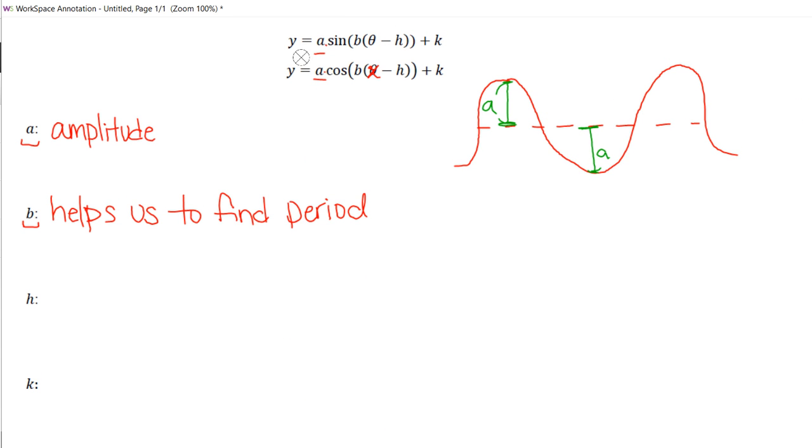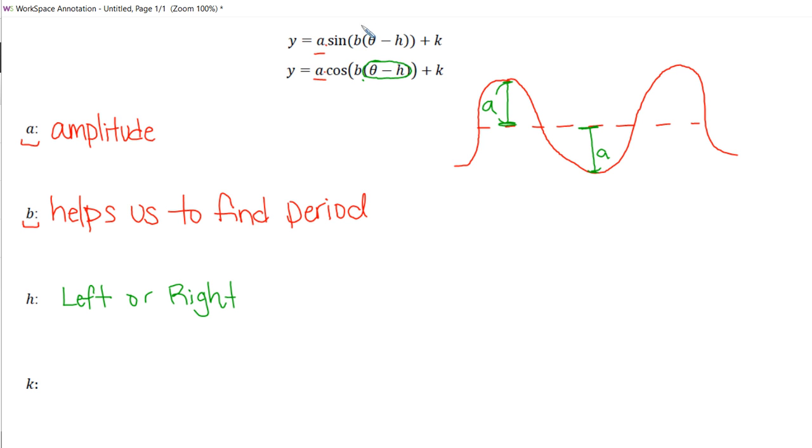Now, you see the h here. Our h is inside the parentheses with our theta or our x. This moves the function. This tells you how your function will translate, either left or right. So it moves left or right.